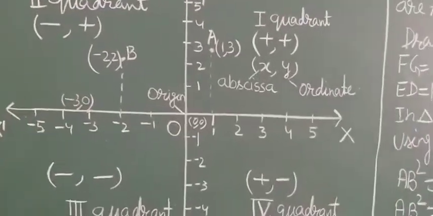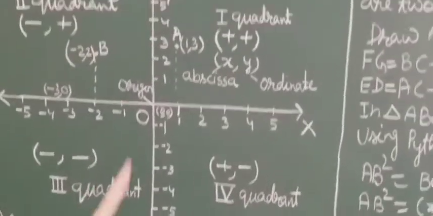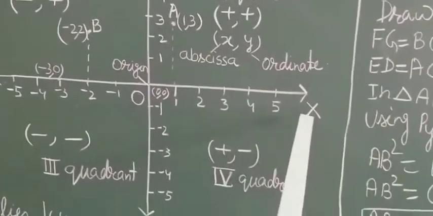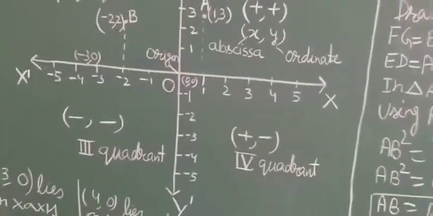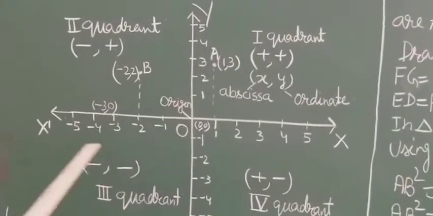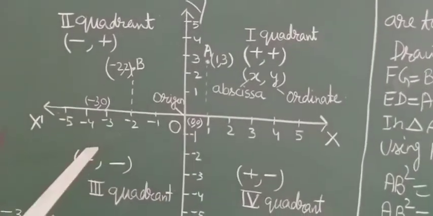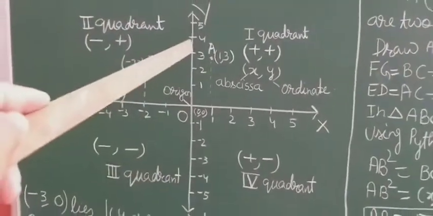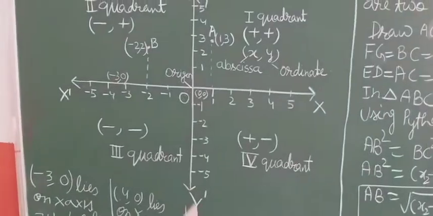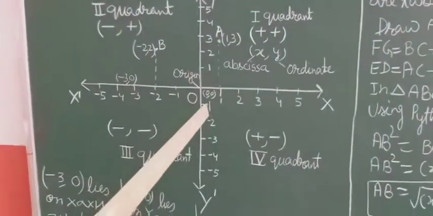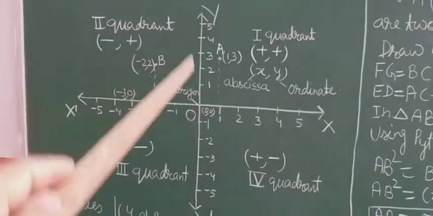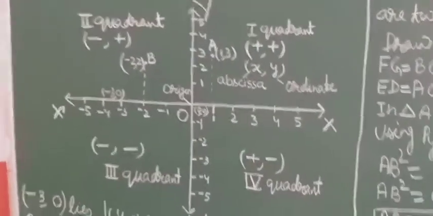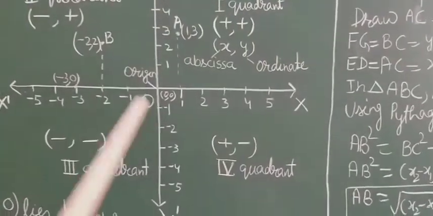In the Cartesian or rectangular coordinate system, students, there are two lines. The first line is a horizontal line. This horizontal line is known as the x-axis, and the line which is perpendicular to the x-axis, the vertical line, is known as the y-axis. Okay students, the intersecting point of both axes is called the origin.